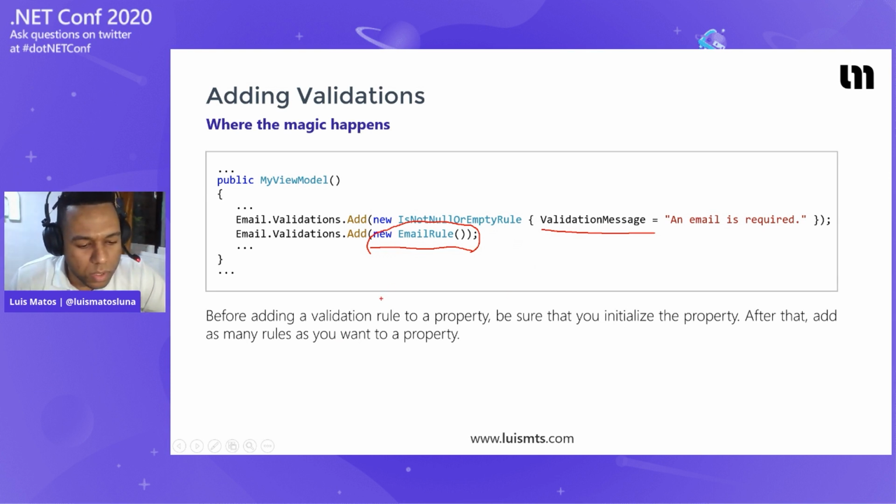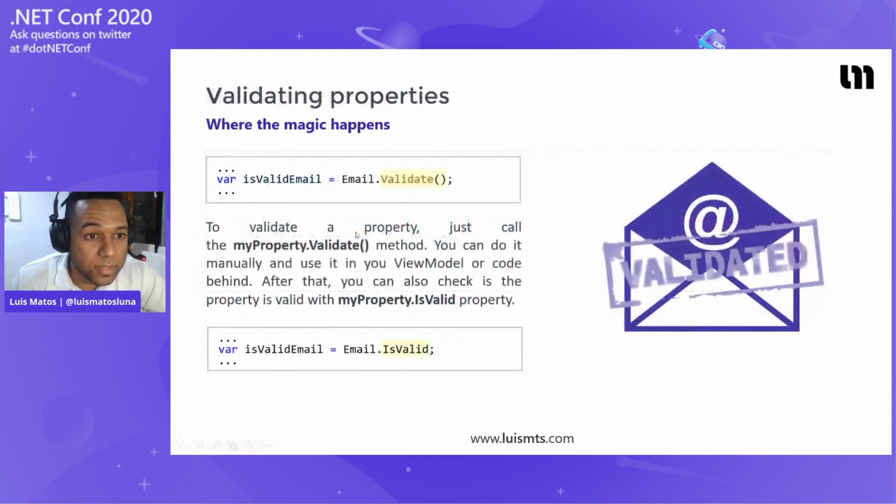So we have our properties, we have our validations, and we add the validations to the properties. Now we need to validate the property. How do we do it? Easy. We just call the method that the property has, that is Validate. It returns a bool that tells you if the property is valid or not. And you can also see if the property is valid by just calling the IsValid property.